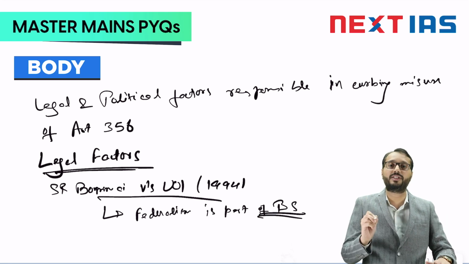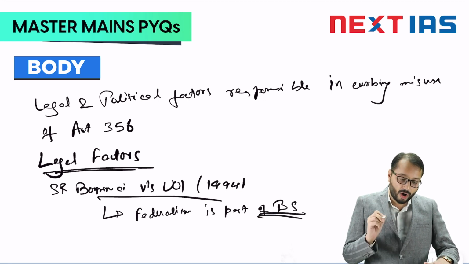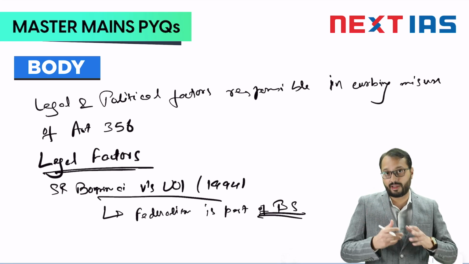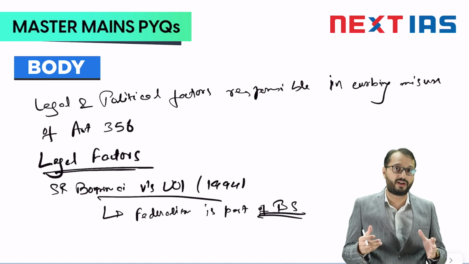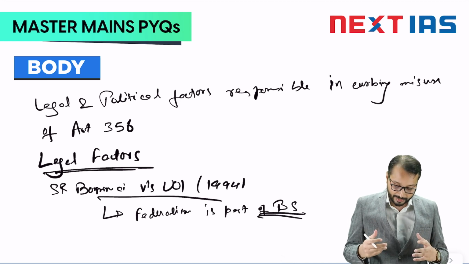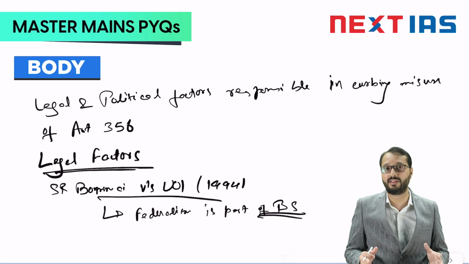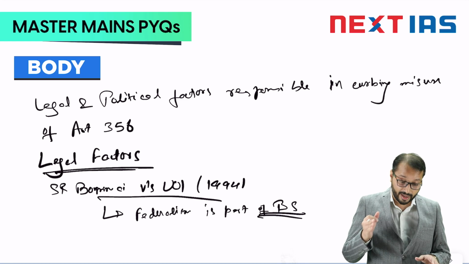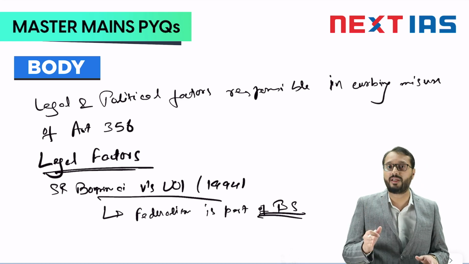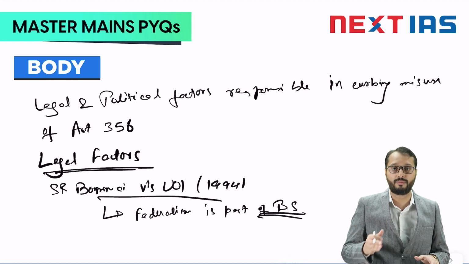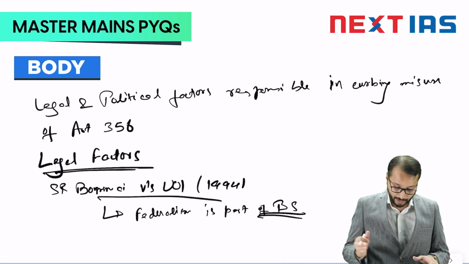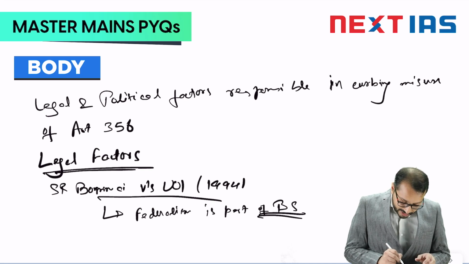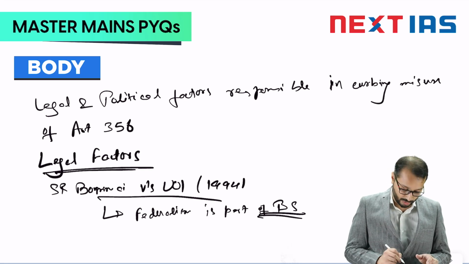The SR Bommai judgment emphasized federalism, which till now was understood to be quasi-federal. It cemented the position of federalism under the Indian constitution to be part of the basic structure. Therefore, it did impact a lot on the misuse of Article 356 now, because federalism is now a part of the basic structure. Now, there were certain observations made by the court in SR Bommai versus Union of India.